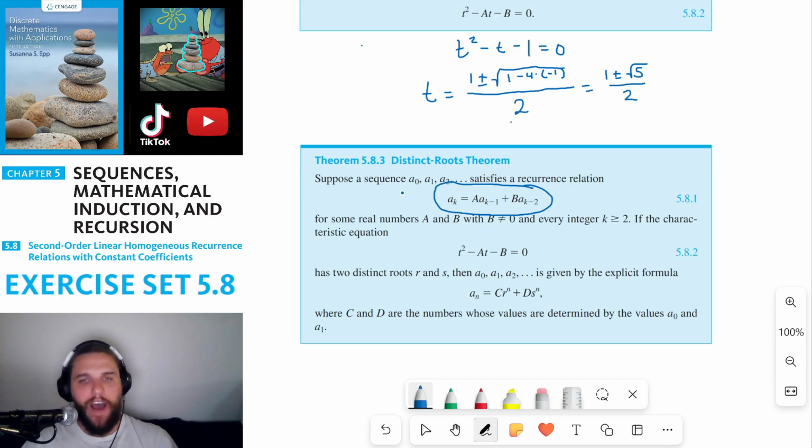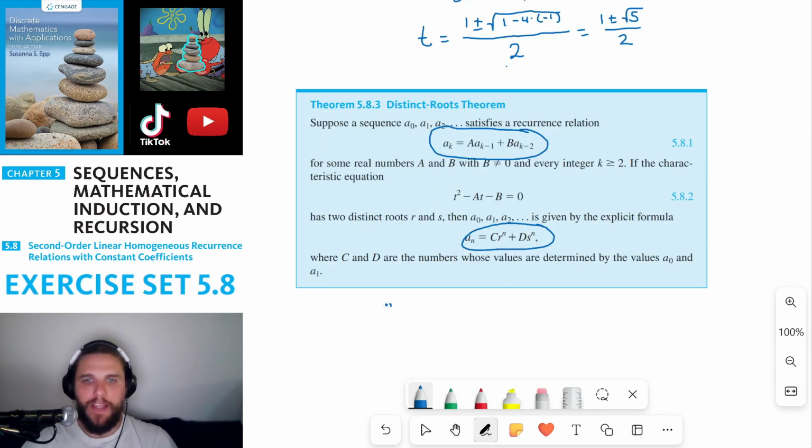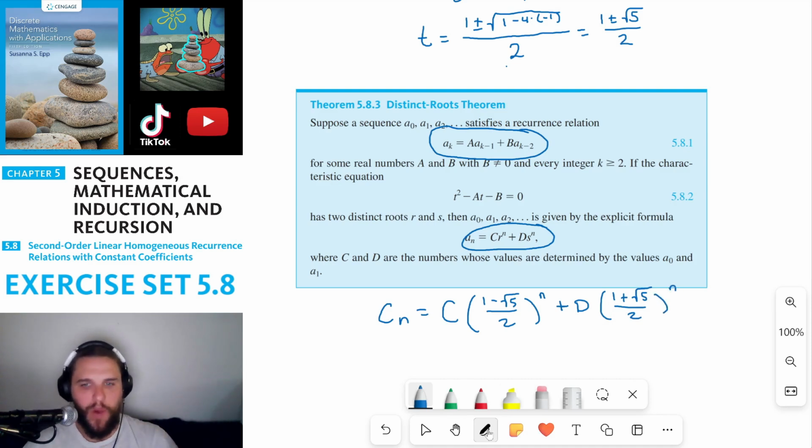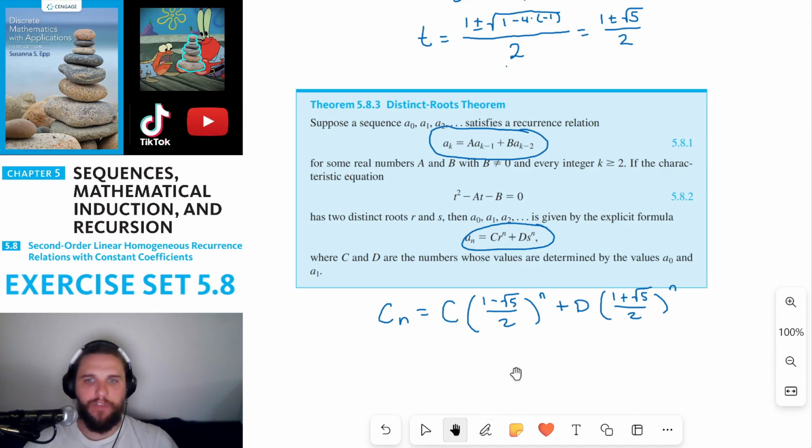Now, according to theorem 5.8.3, which is the distinct roots theorem, if we have distinct roots to this type of recurrence relation, then our solution is going to be of this form. So that means our solution will be c sub n equals some constant coefficient c times the first root r, which is 1 minus root 5 over 2, all to the nth power, and then plus some other constant coefficient d times 1 plus root 5, this is the other root, over 2 to the nth power. And it doesn't matter which root you use where here. What matters is that you know how to solve for c and d.